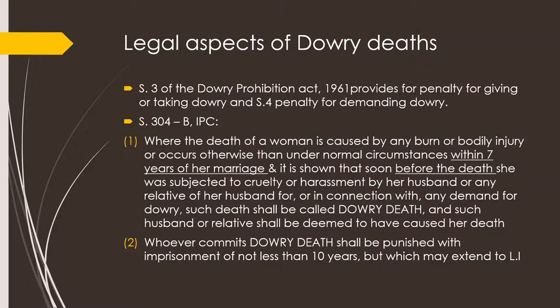And section 304B IPC, where the death of a woman is caused by any burn or bodily injury or occurs otherwise than under normal circumstances within 7 years of her marriage, and if it is shown that soon after the death she was subjected to cruelty or harassment by her husband or any relative of her husband for or in connection with any demand for dowry, such deaths shall be called dowry death, and such husband or relative shall be deemed to have caused her death. And whoever commits dowry death shall be punished with imprisonment of not less than 10 years, which may extend to life imprisonment also.